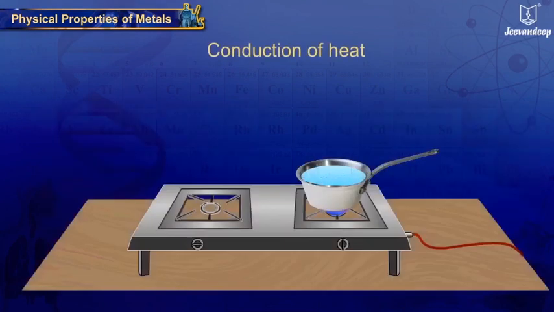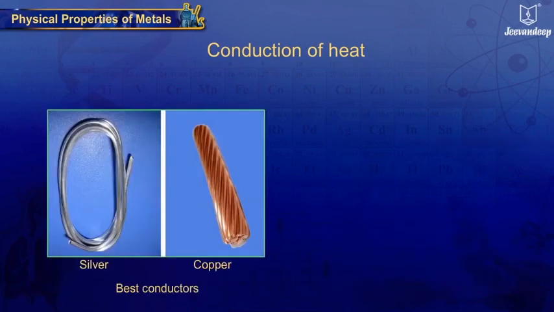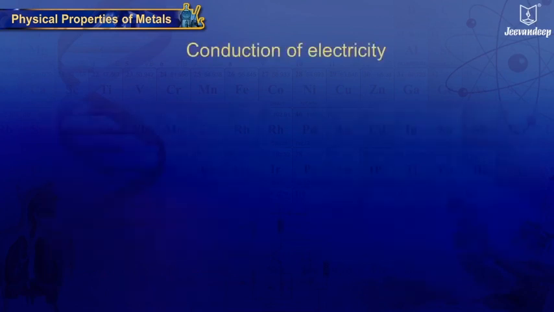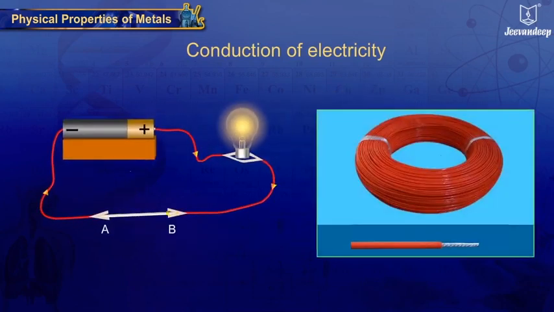Conduction of heat. Metals are good conductors of heat, with silver and copper being the best conductors. Mercury is a poor conductor of heat. Conduction of electricity. Metals are good conductors of electricity. So, they are used in making electric wires.